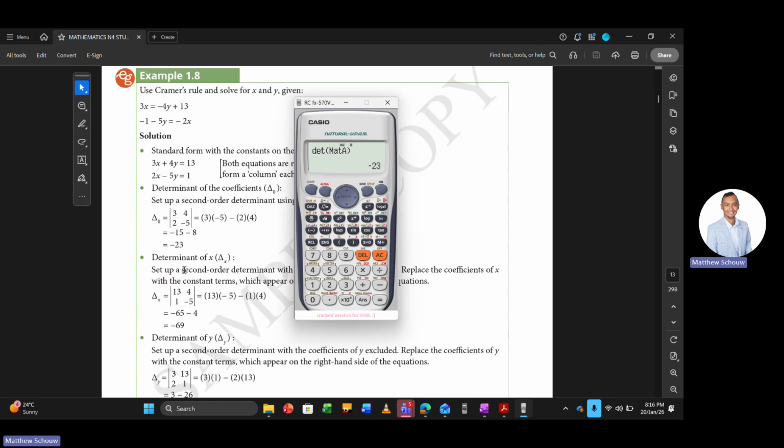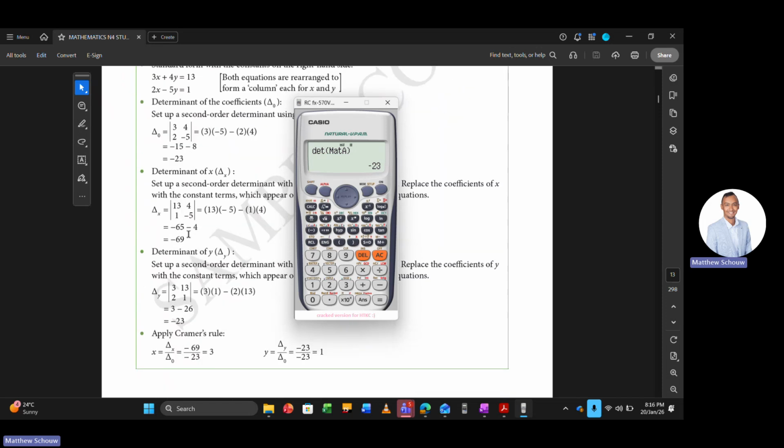Perfect. You can do exactly the same with your delta X. I'll do that one as well. So this one, I'll declare matrix B. So you go 6, number 2, it's a 2 by 2, 2 rows, 2 columns. So 5, then you go 13, you go 4, you go 1, -5. Remember we store that in matrix B. We go shift matrix, we go to determinant again, shift matrix number 4, which is where that was stored, and press enter. And you notice you get exactly the same determinant.